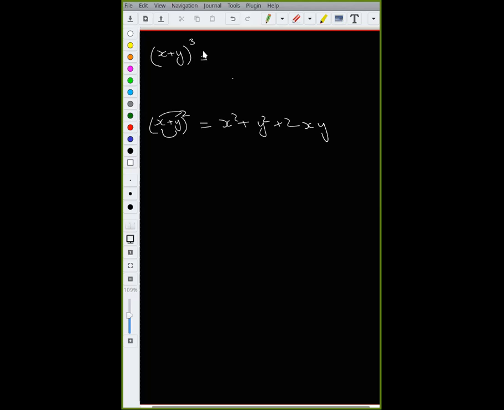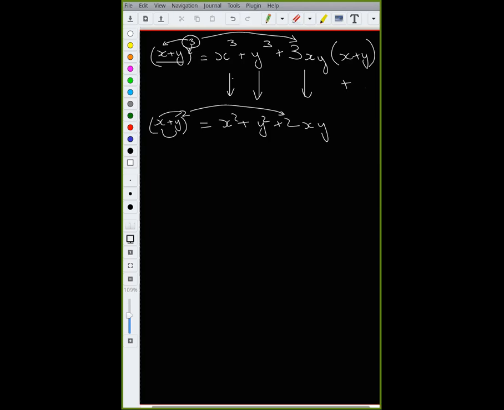Now, similar to this, we will do the cube of the first term, the cube of the second term, right? Plus how many times? 3 times. Instead of saying 2 times, we are now going to do 3 times the product of these two terms. Only now we're going to add another x plus y after that. So you see it's related to this, but we're adding one more term here.